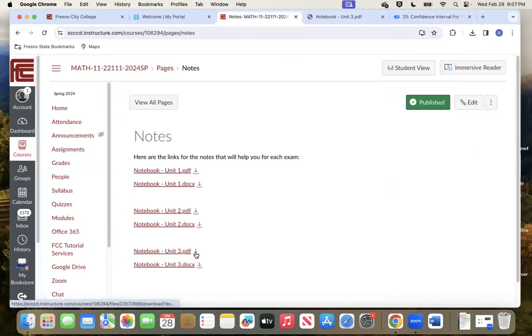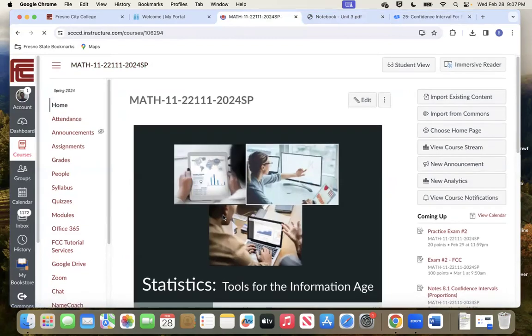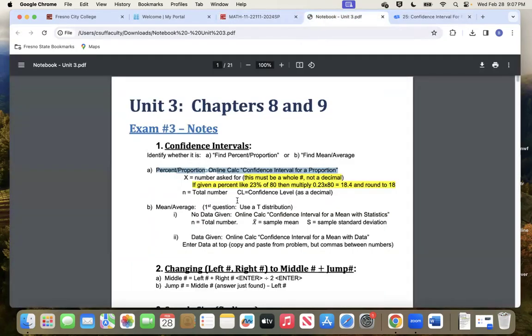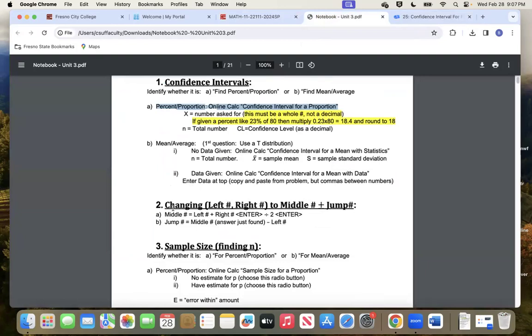There it is, Unit 3 notes. There's Unit 1, 2, 3. It's right there, on the home page of our Canvas course. Click on notes. There they are. Now, it says right here, changing left, right to middle plus or minus jump. How do you do it? The middle number is the left plus the right, enter, divided by 2, enter. And then the jump number is the middle number, the answer just found, minus the left number. So let's go back and I will do exactly that with you.